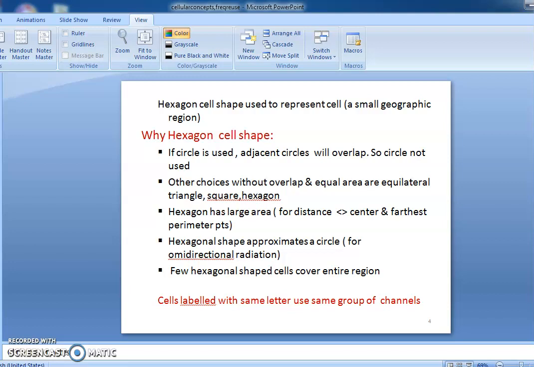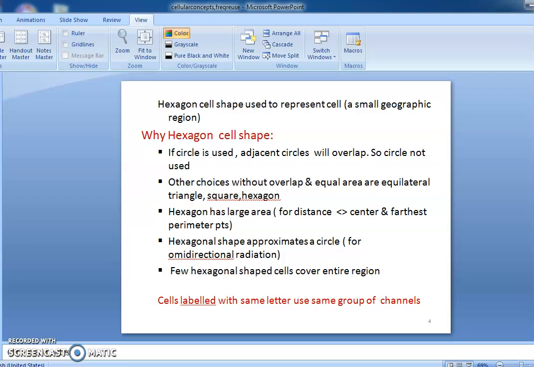So the usage of the circle as a geometrical shape to represent a geographical area is eliminated, as there is overlapping. What are the other choices, without any overlap and having an equal area? They are the equilateral triangle, square and hexagon. Among the equilateral triangle, square and hexagon, the hexagon has a larger area for the distance between the center and the farthest perimeter points. Since it has a larger area, we can opt for it.